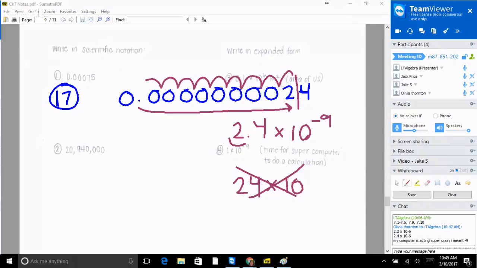Okay, so it's negative when it's a really small number because really that's like dividing by 10 to the 9th. So you're going to get a really, really small number. When it's a big number, you're going to have the positive exponent because you're going to make your number even bigger. That's the answer. That's it. Okay.